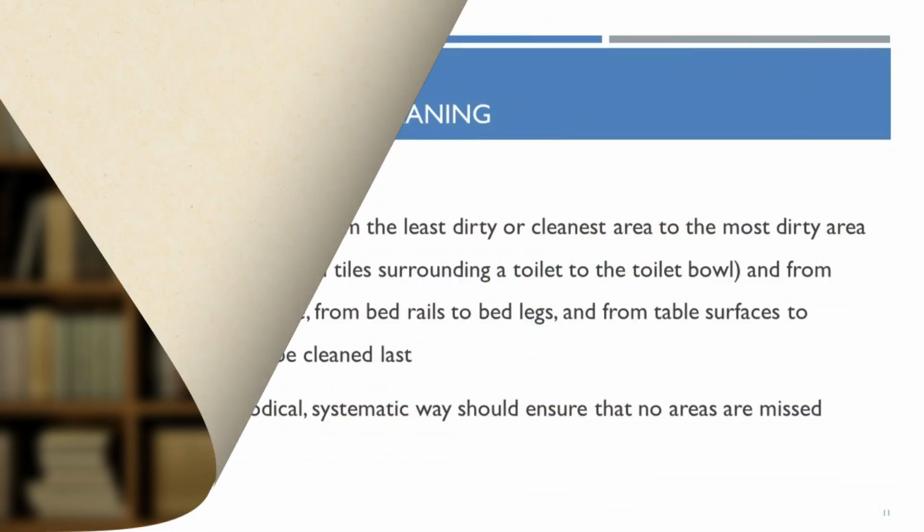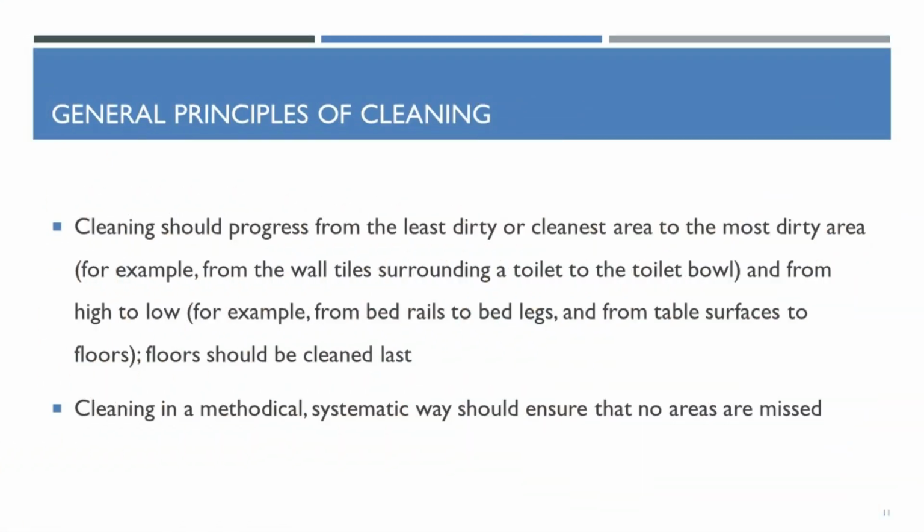Cleaning should progress from least dirty or cleanest area to the most dirty area. For example, from the wall tiles surrounding a toilet to the toilet bowl, which you see is going to be much dirtier. And from high to low, for example, bed rails to bed legs, and from table surfaces to floor, and the floor should be cleaned at the last. And that's why cleaning is a methodical, systematic way to do it, so that no area is missed or spared.